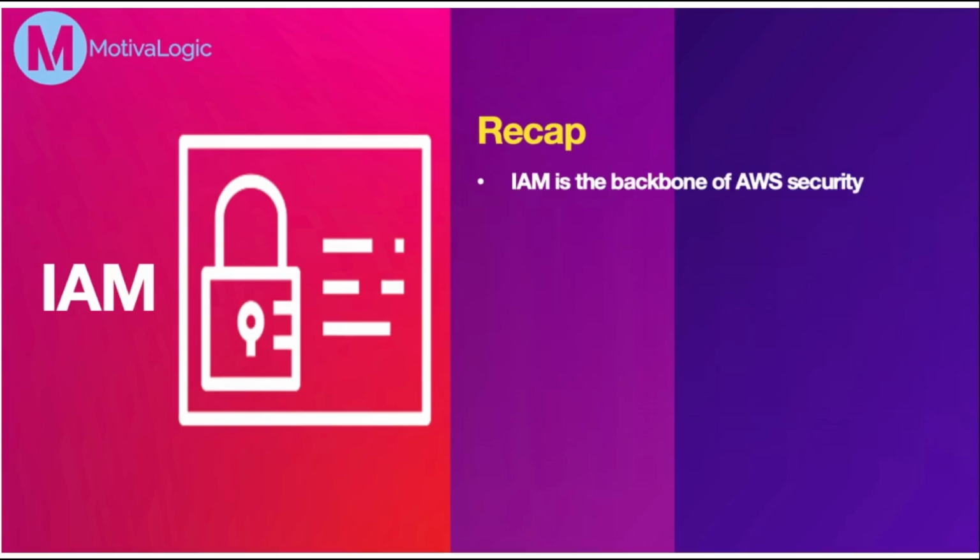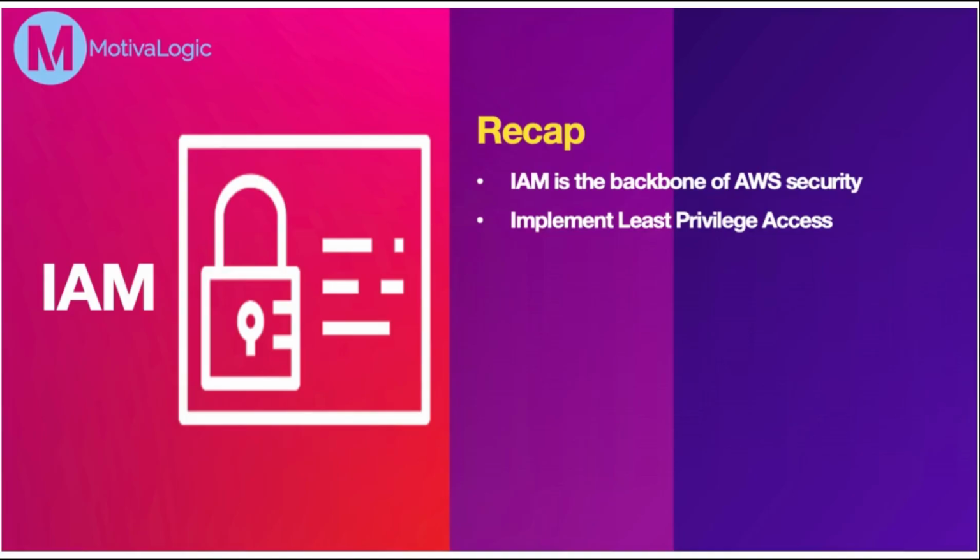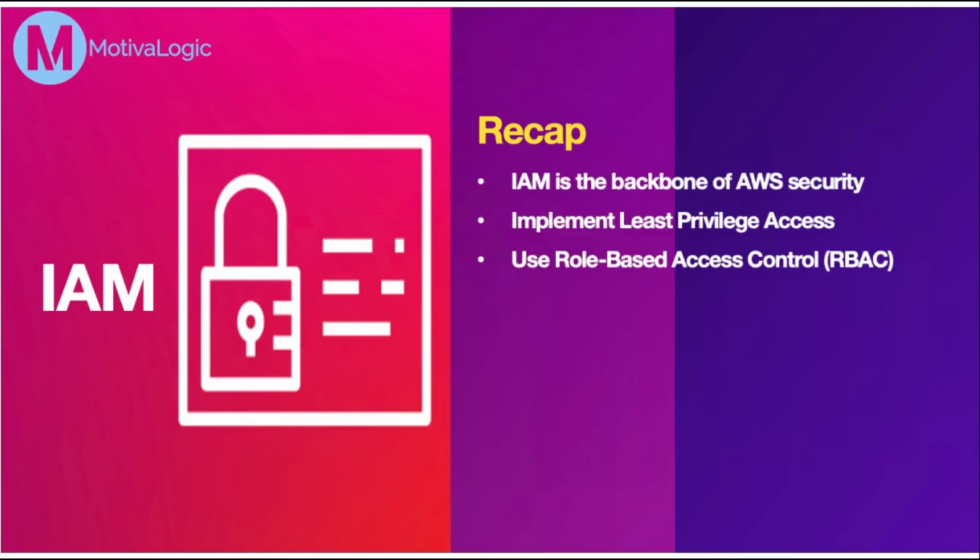Before we wrap up, let's quickly recap the key takeaways from this lesson on IAM integration in DevOps. IAM is the backbone of AWS security. It ensures that only authorized users and systems can access cloud resources while maintaining scalability. Implement least privilege access. Always grant users and services only the permissions they need to perform their tasks. Use role-based access control, RBAC. Assign permissions to roles instead of individuals to simplify access management.